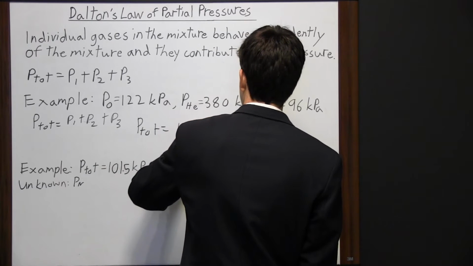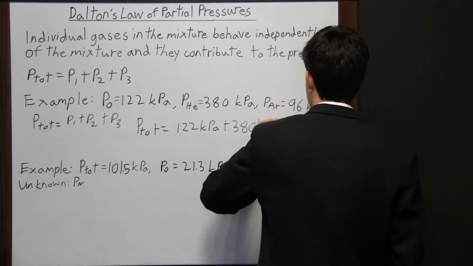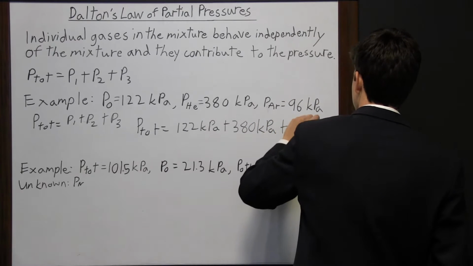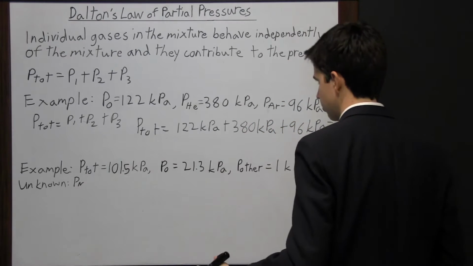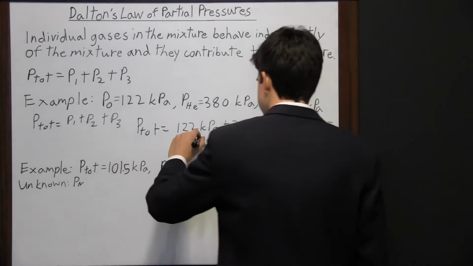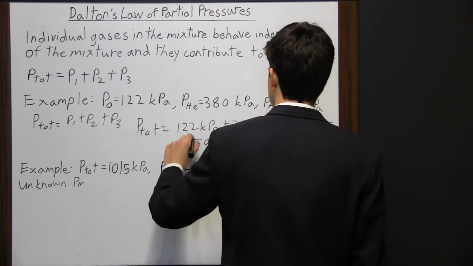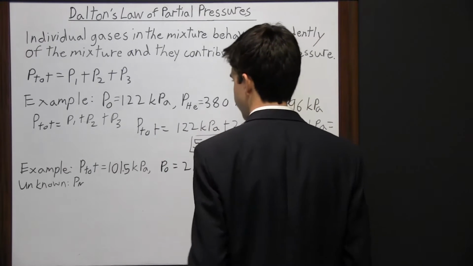122 kPa plus 380 kPa plus 96 kPa. And I'll save you the math on that, but this is really simple. We don't even have to do algebra. We're just adding all these numbers together to get 598 kPa. Now let's look at this other example.